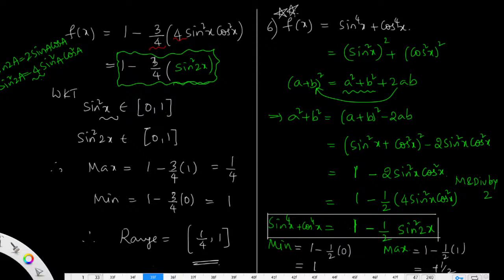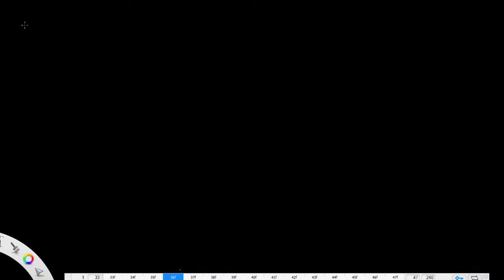Next question is the 7th one: f of x equals cos power 4x minus sin power 4x. What is the range of the function? Next 7th question: f of x equals cos power 4x minus sin power 4x. I have completed the 7th question and written it on the next page.